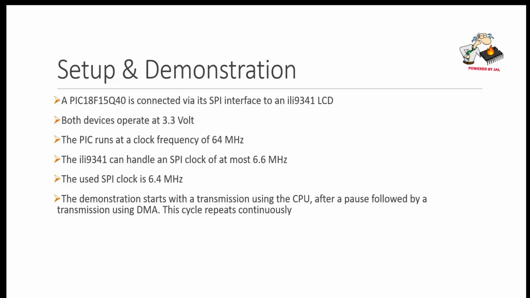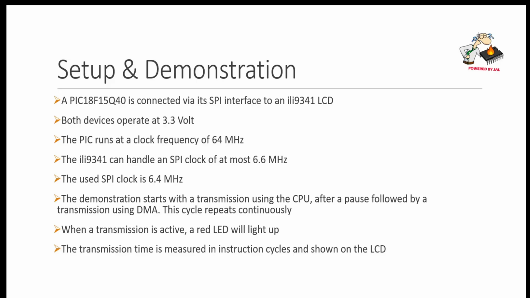In the demo you will see a transmission using the CPU, and after a pause of 5 seconds you see the DMA transfer using the DMA, and this cycle repeats continuously. And when a transmission is active, a red LED will light up very shortly. And the transmission time is also shown on the display and is measured in instruction cycles. And then one instruction cycle is 63 nanoseconds because we're using a 64 MHz clock.